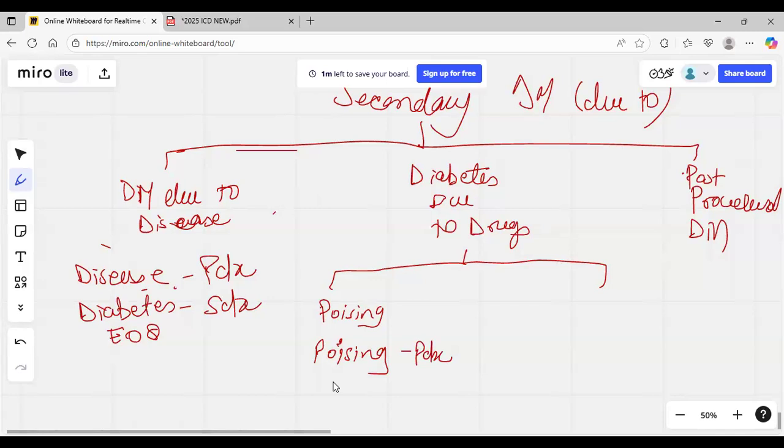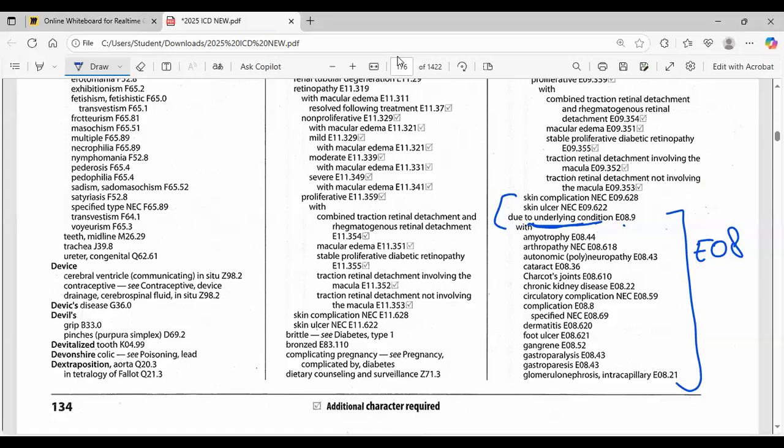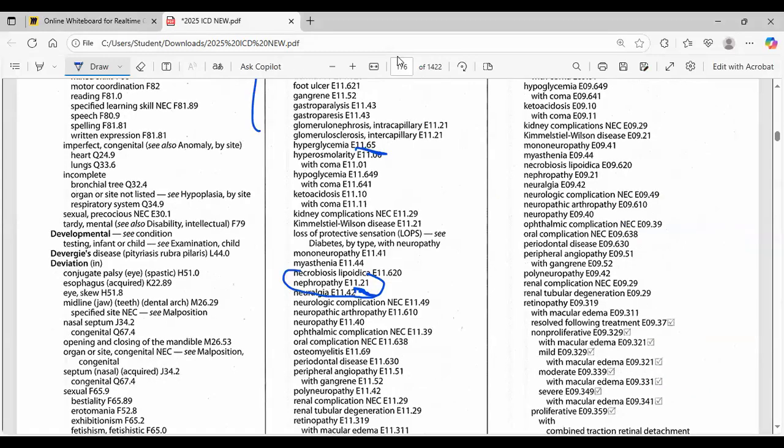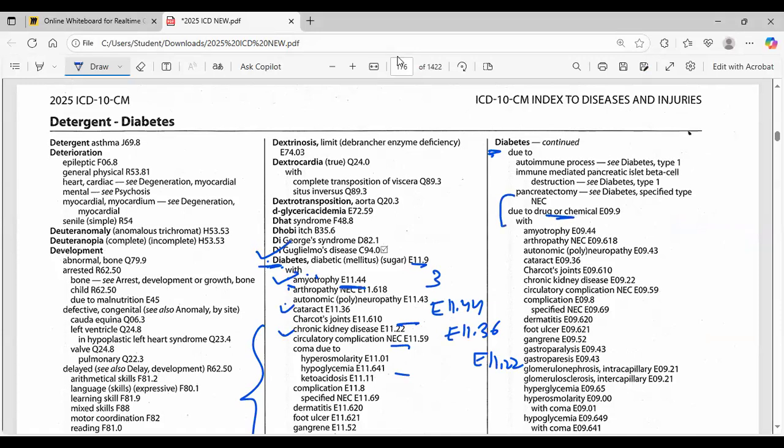Whenever the patient has diabetes from poisoning, you need to make sure you keep the poisoning code at the primary position. So if the diabetes is due to poisoning from the drug, you keep the poisoning at the primary position followed by the diabetes. And your diabetes code is from E09. How to locate the code? You refer to diabetes in the index, and under diabetes, you will look for due to drug or chemical. You can see here, we have the option due to drug and chemical, and all our codes are listed from series E09.